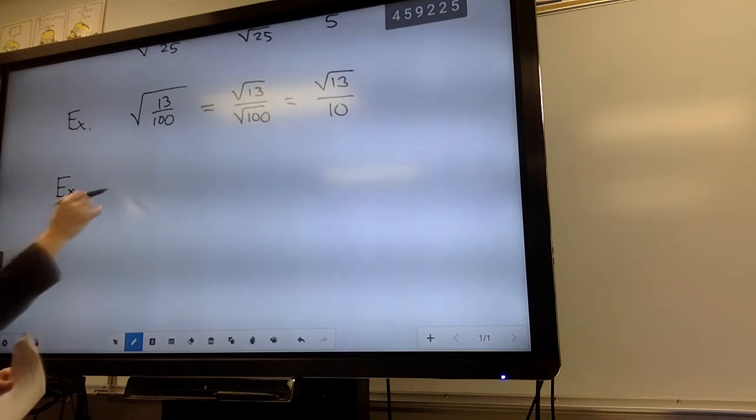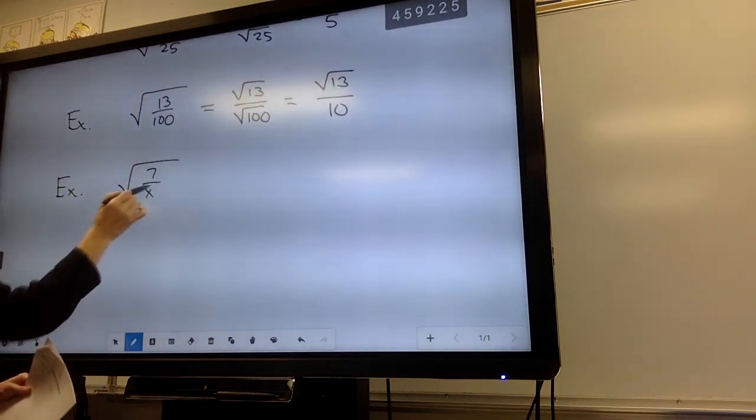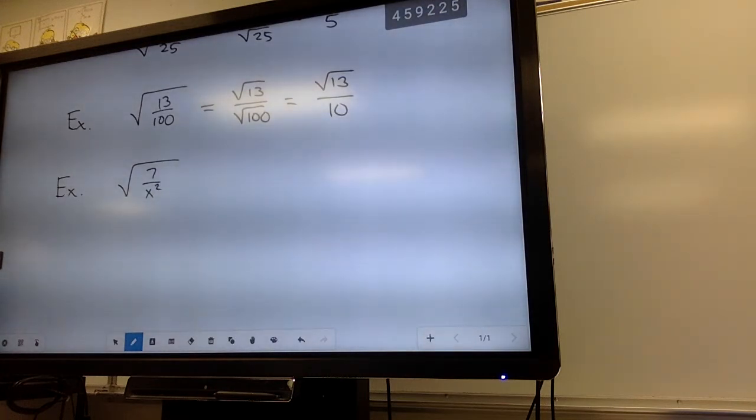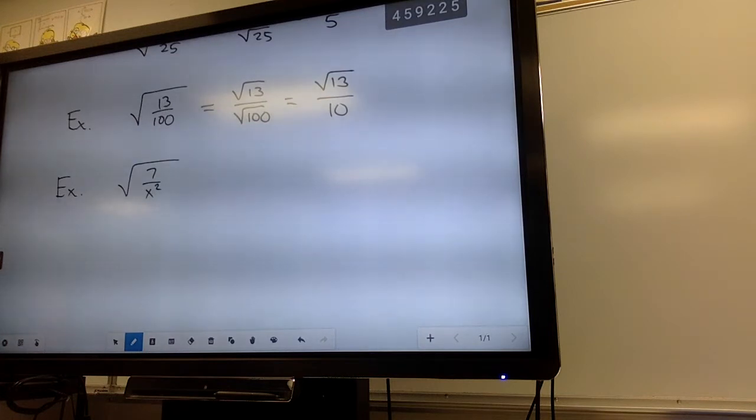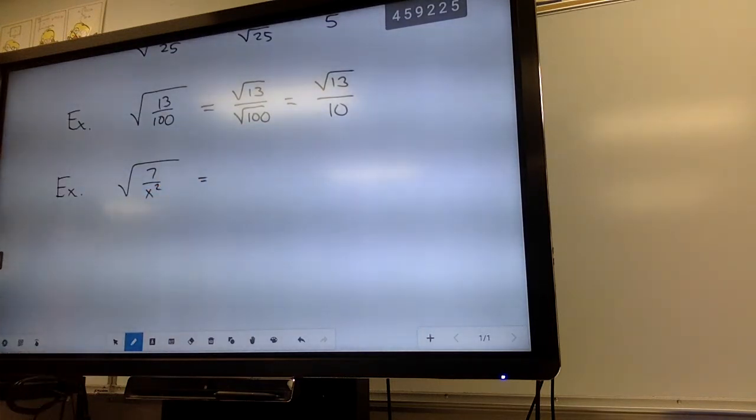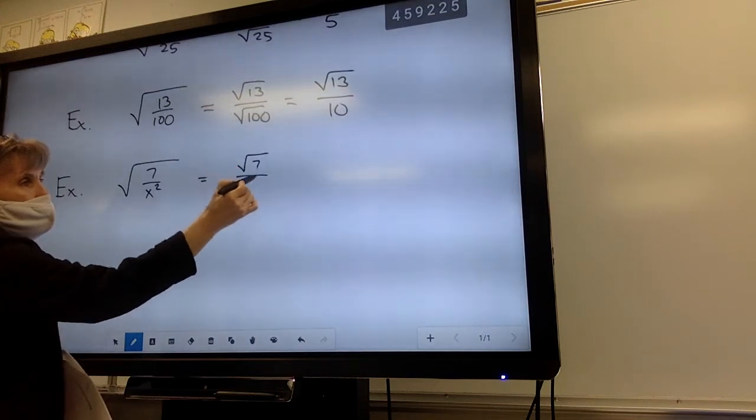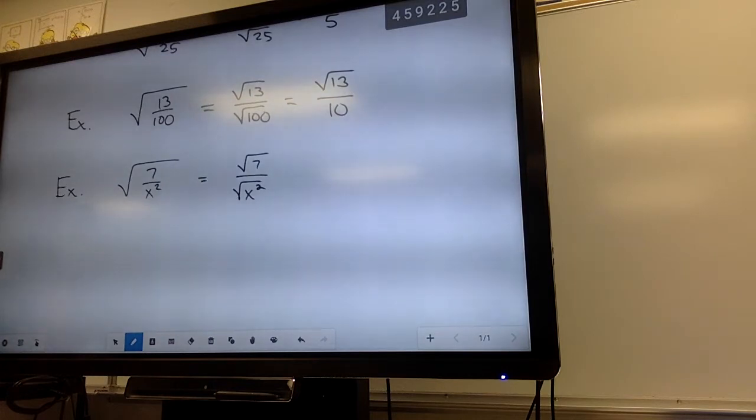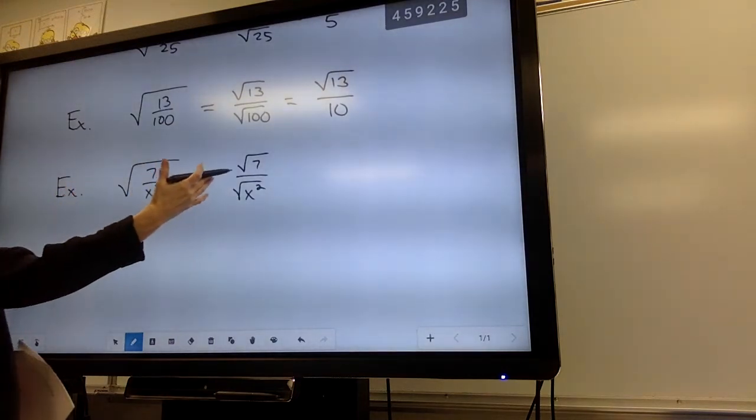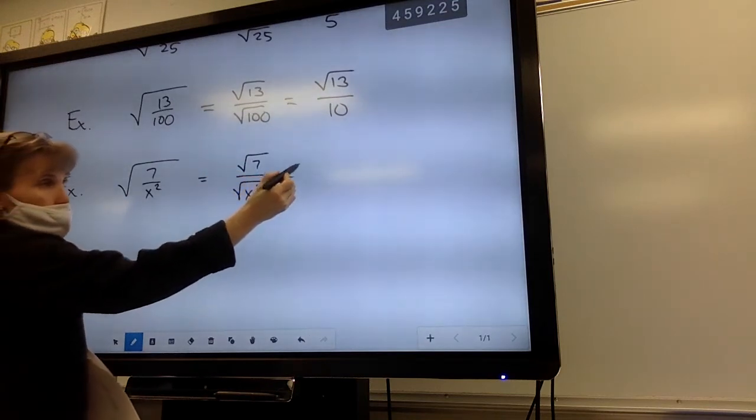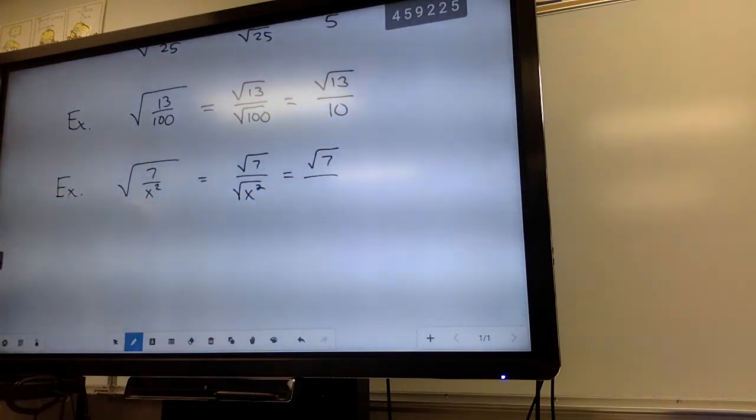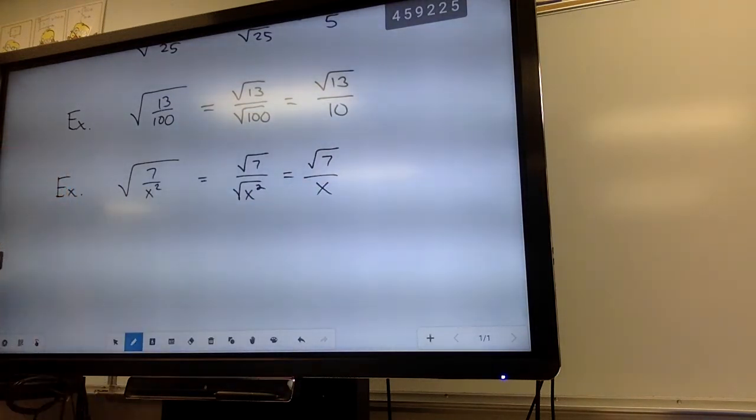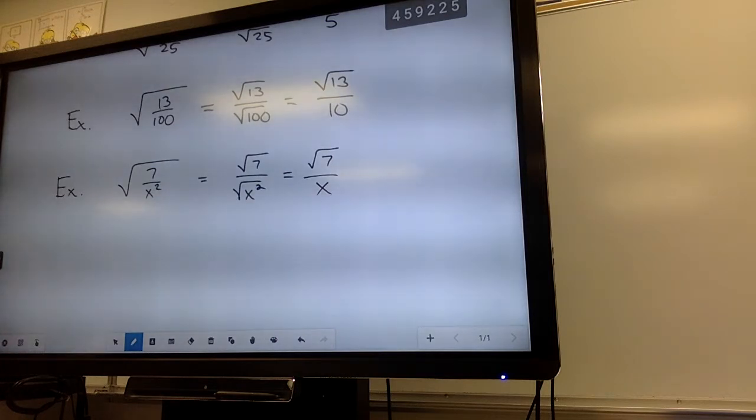Might have variables involved also. 7 over x squared. So if I break that up and say, well, that's the square root of 7 over the square root of x squared, I would try and simplify the square root of 7, but 7's prime, so nothing comes out. So I'm just going to leave it like that. But how about the square root of x squared? That's just x. And again, we can leave our answers with a radical in the numerator.